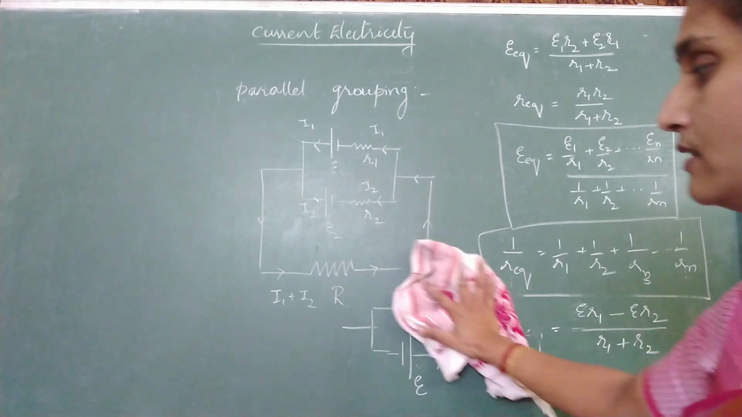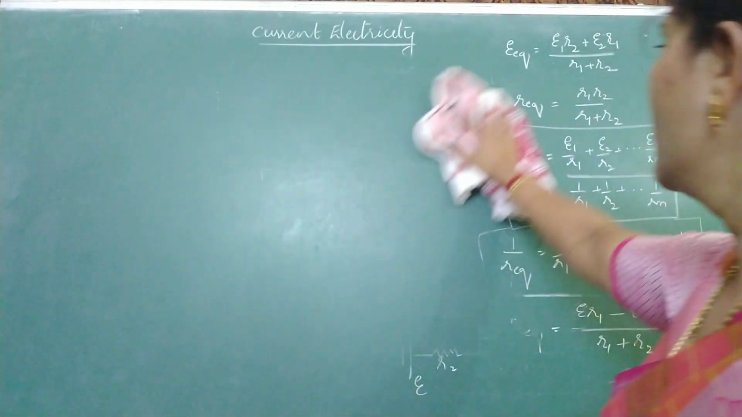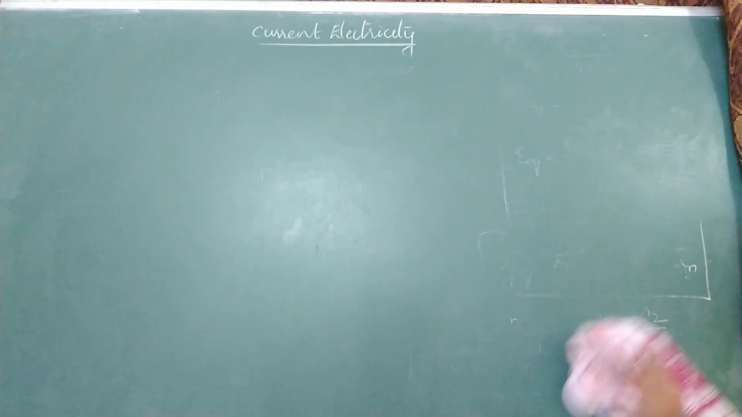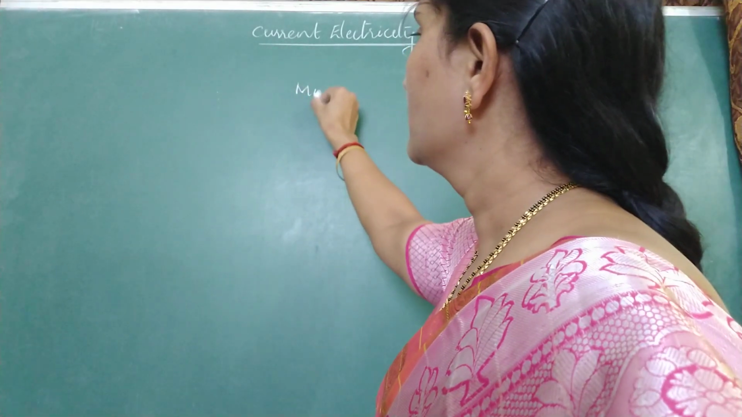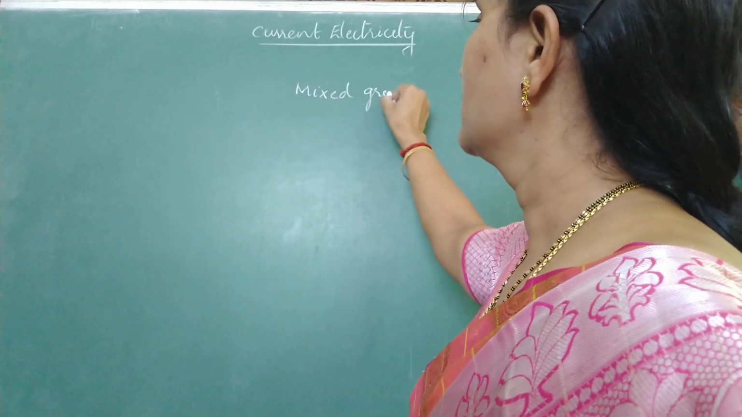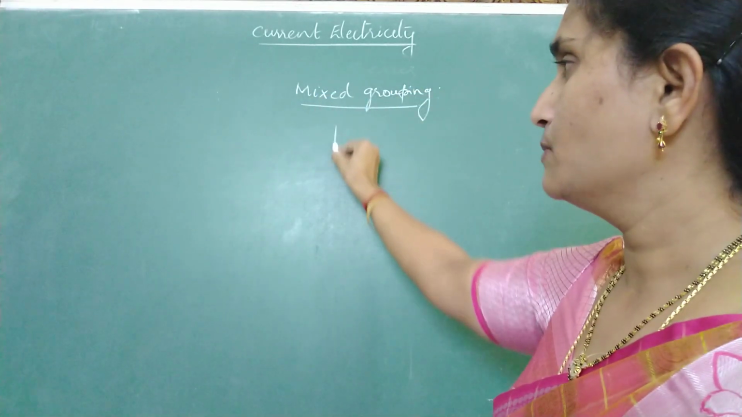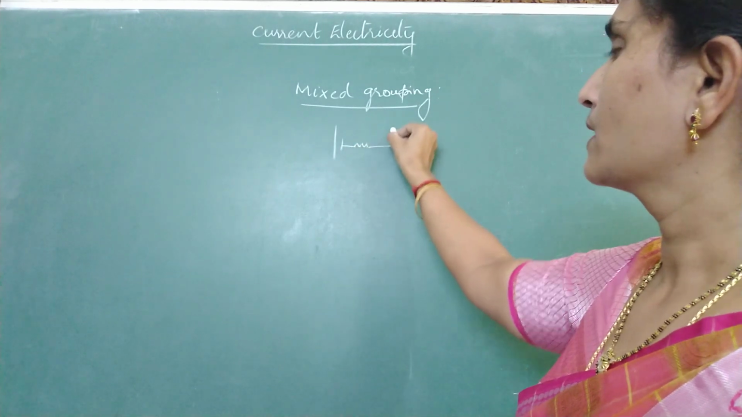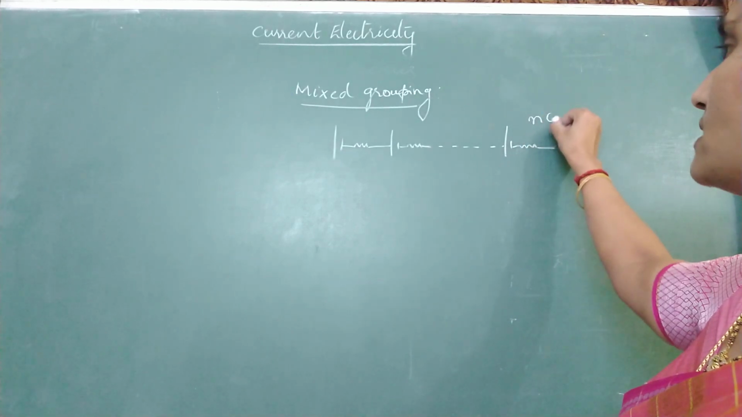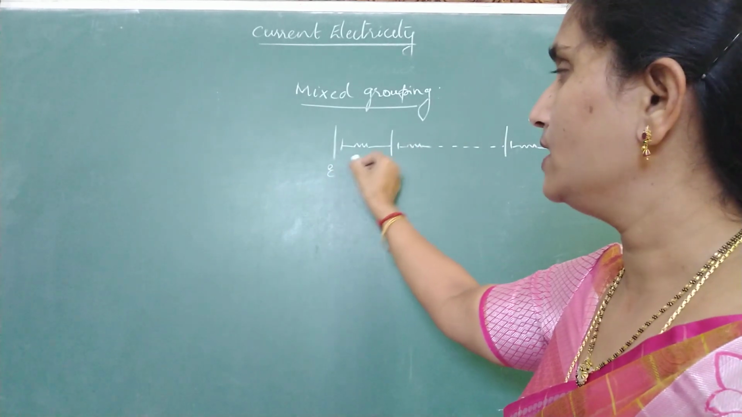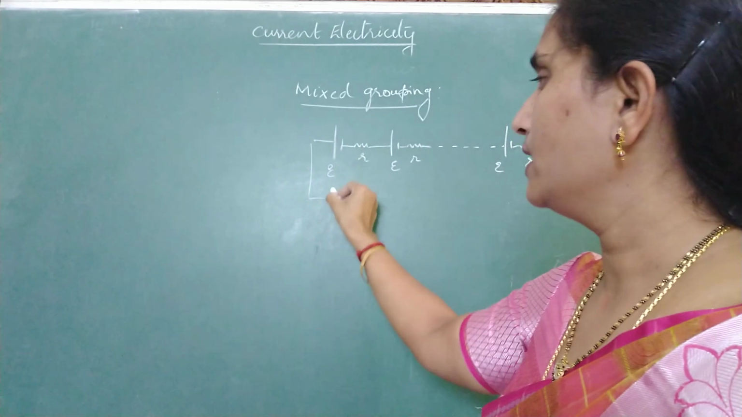So this is all regarding which grouping of cells, series or parallel grouping. It is parallel grouping. Now come to mixed grouping. Okay, the last case, mixed grouping of cells. Okay, look at the arrangement. I am taking identical cells. All are identical cells, n such cells, each of EMF E, internal resistance r, again connected in parallel.